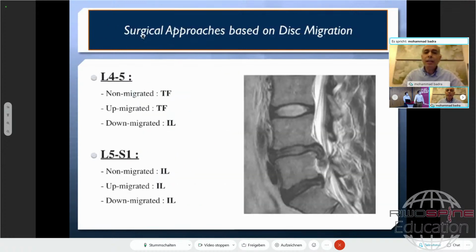So as you see here, out of the 6 scenarios that you might have at L4, L5, and L5S1, in 70% of the cases, I use the interlaminar approach. In 30%, I use the transforaminal approach. But it doesn't have to be this way all the time, because some people, as I said, are really expert in the transforaminal approach, and they prefer to do all cases using the transforaminal approach.